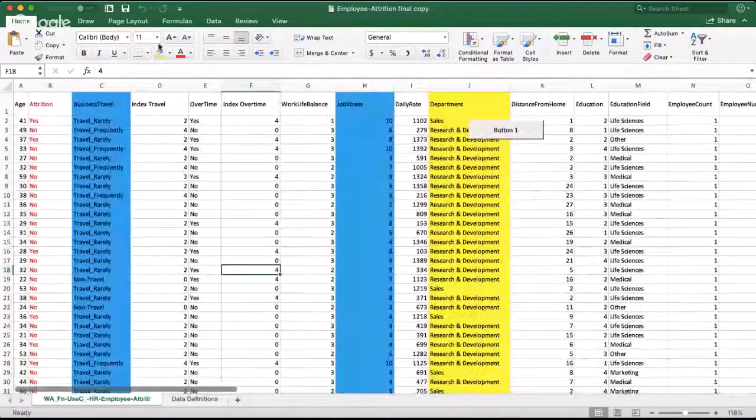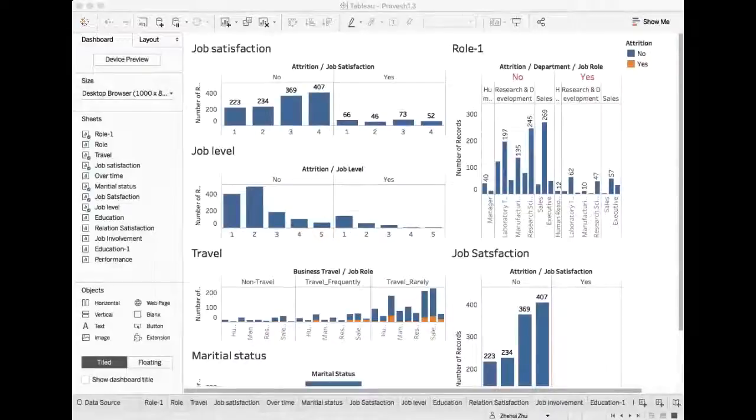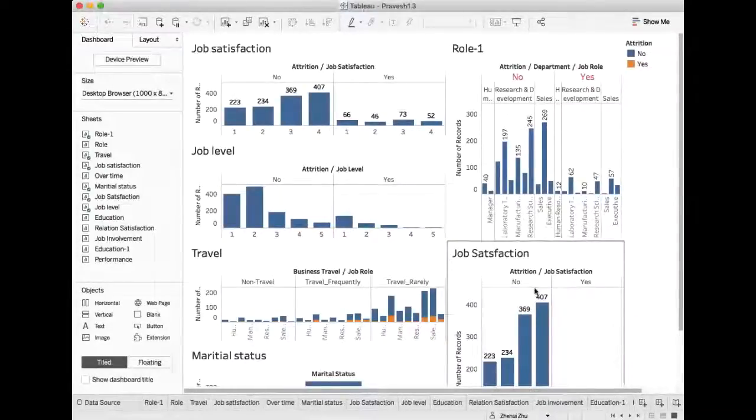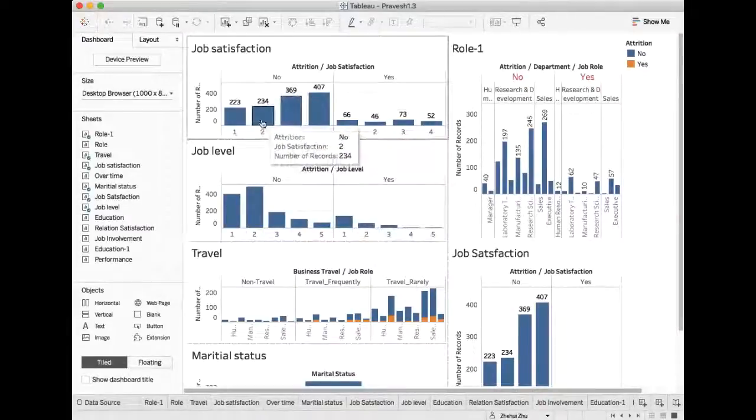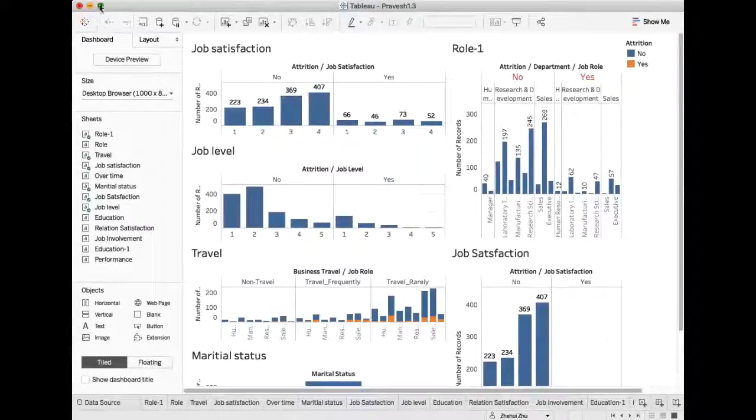So first, to answer question 1, we use Excel and Tableau to get the results about the attrition. For the initial analysis using Excel, we know that the sales department had the highest attrition rate.